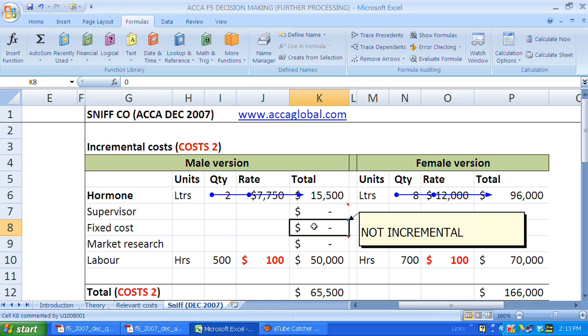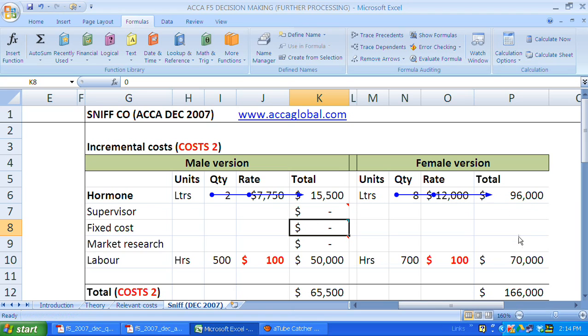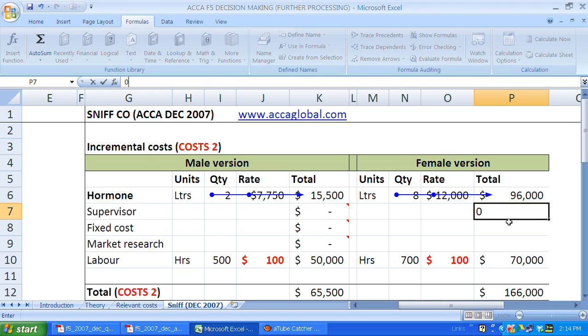Now in the exam, it's very important to indicate whether a cost is relevant or not. So you don't just ignore it. You have to indicate why you've not included it, and clearly this outline of solution indicates that. So same thing for the female version. We shall have 0 here and then 0 there.